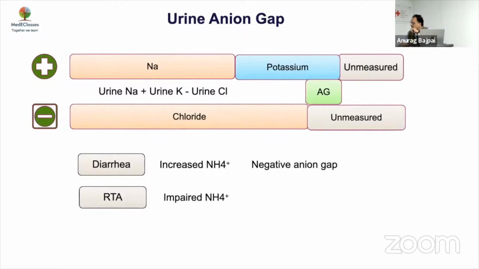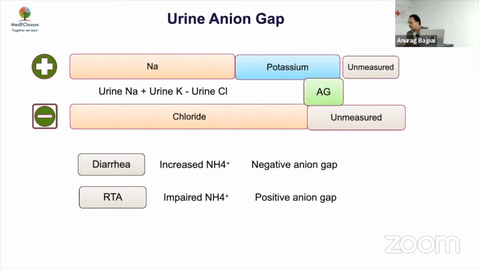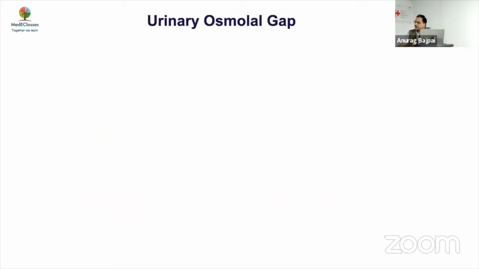So again, you will have a positive anion gap. So now we have seen that for RTA to be diagnosed, we need to have metabolic acidosis with a normal anion gap, with a positive urinary anion gap and a normal creatinine. This becomes the criteria as far as RTA is concerned.